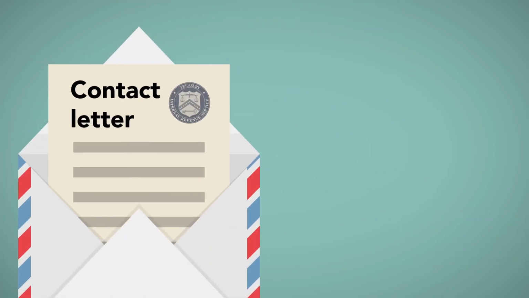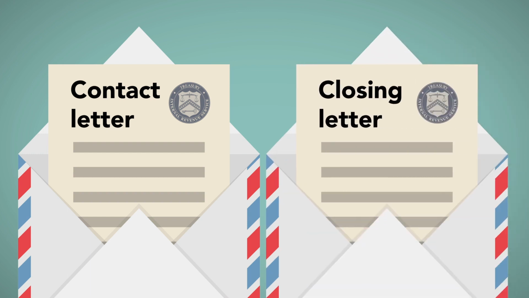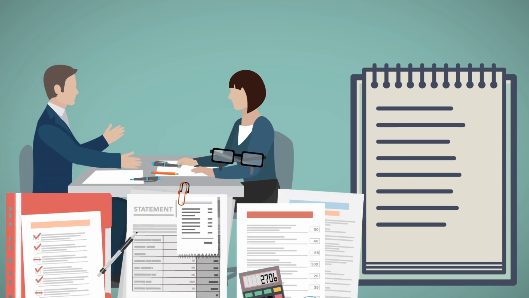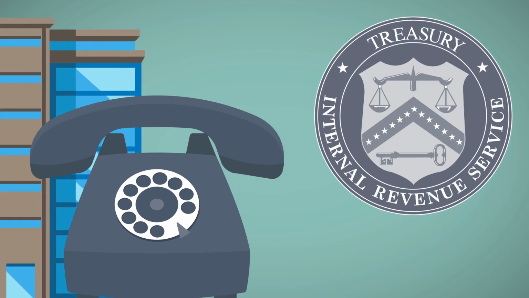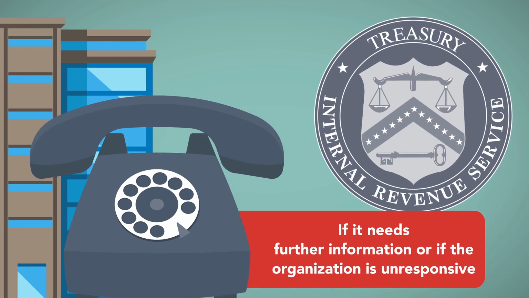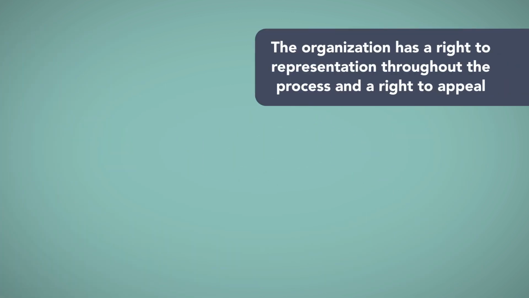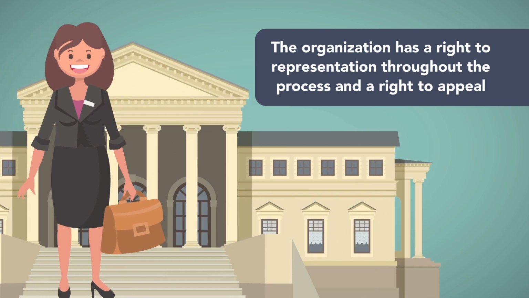An IRS audit begins when the organization receives an initial contact letter from the IRS and continues until a closing letter is issued. A list of requested items will usually be issued, and interviews with financial officers of the organization may be held. The IRS can contact the organization if it needs further information or if the organization is unresponsive. The organization has a right to representation throughout the process and a right to appeal.